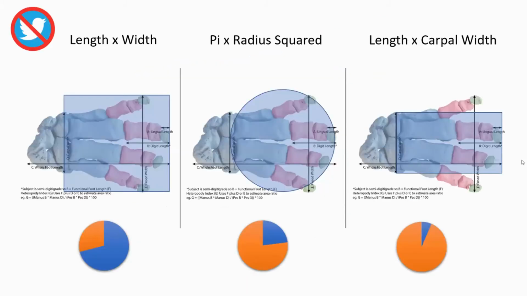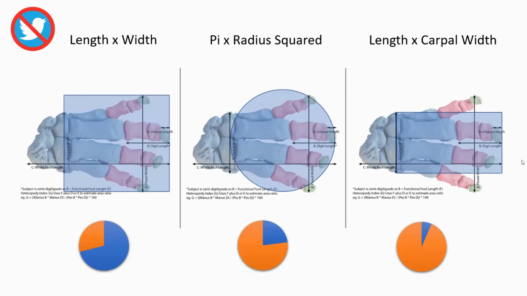And so we took a look at methods of heteropody because we thought maybe this could be made easier for us. Length times width is a heteropody proxy. So compared to forefoot, there's a minus as a percentage of pairs for a bunch of different animals, compared to pi times radius squared, which is of course the area of a circle, and length times carpal width, which is the minimum distance the fingers can be splayed.